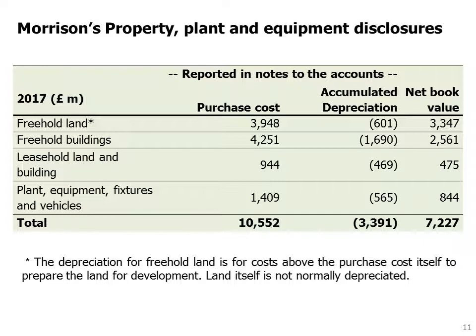So for freehold land, we've got purchase cost of 3,948 million, less accumulated depreciation of 601 million, net book value of 3,347 million, all the way through. So the total purchase cost of its property, plant and equipment is £10,552 million, less accumulated depreciation of £3,391 million, gives £7,227 million net book value.